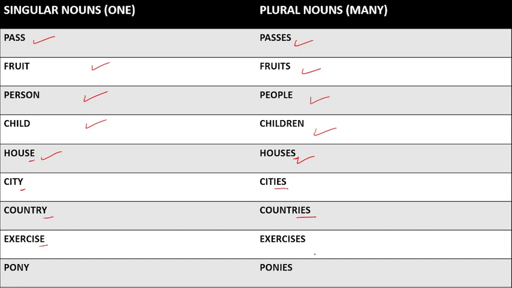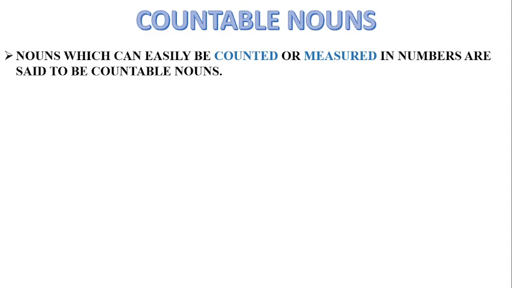Exercise, you're just going to add S because there is an E. Pony, you remove Y and substitute it with IES. Hope the concept is clear. Now let's move on to countable nouns. Countable nouns are nouns which can be easily counted or measured in numbers. Examples.